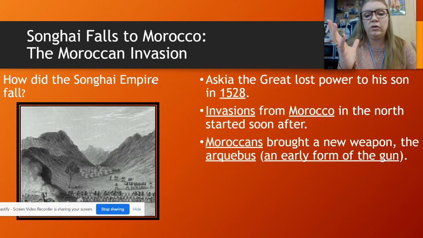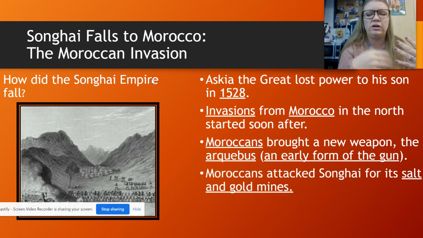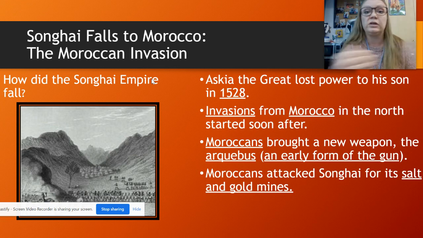Morocco from the north invaded Songhai. They brought a new weapon called the arquebus. It's a very early form of the gun. We talked about this before as well when we talked about the development and the trade of gunpowder. So they're going to create in Africa this very crude version of the gun as we know it. It was not very accurate. I mean, it would still hurt people, still kill people. But as you can imagine, when you first develop something like this, there's going to be a lot of downfalls and a lot of glitches to overcome.